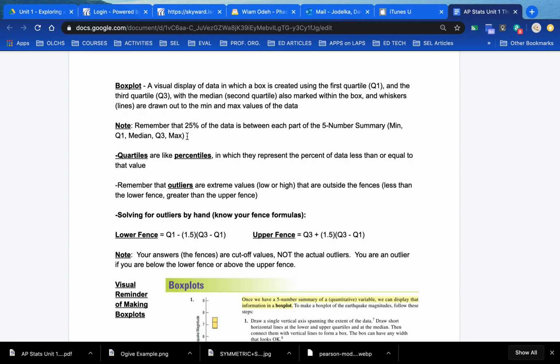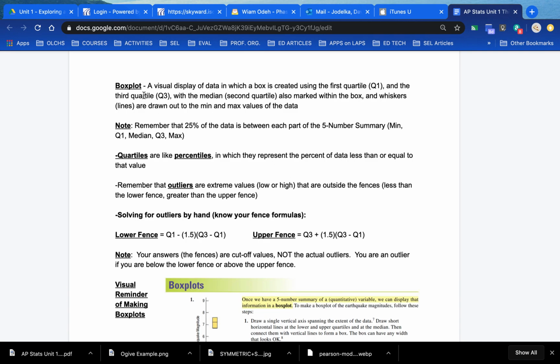Now, I wrote right here, remember 25% of the data is between each aspect of the 5-number summary. Even if you have outliers, they're still part of that 25% grouping. And quartiles are specific numbers that act like percentiles. So a percentile in general, if you're in the 8th percentile, that means 8% of the data is less than or equal to that amount. So if you scored in the 90th percentile, that means 90% of the scores are less than or equal to yours.